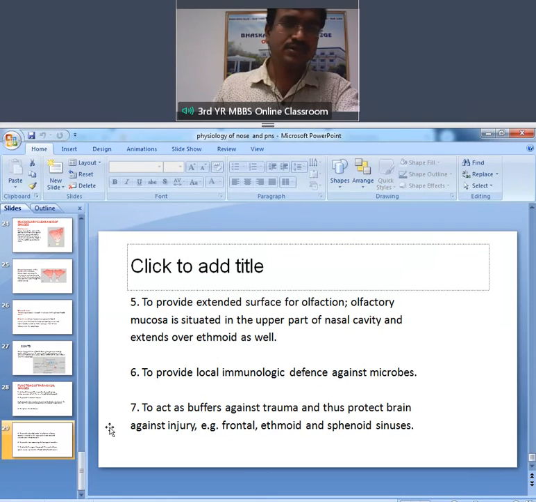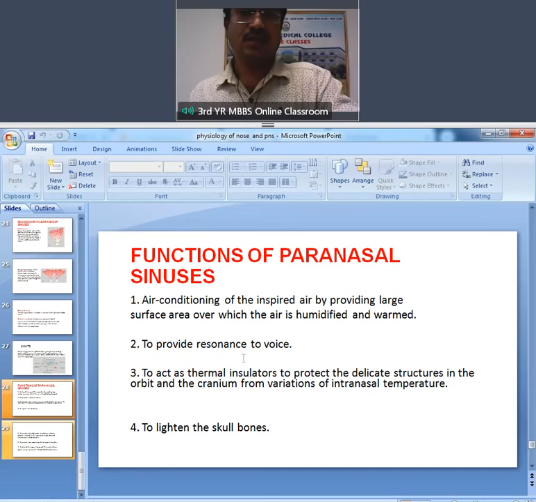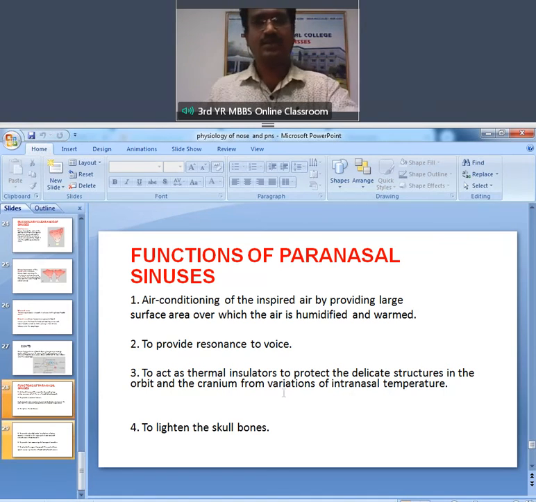It lightens the skull bones and provides an extended surface for olfaction, provides local immunological defense against microbes, and acts as a buffer against trauma. So 4 or 5 functions are similar to the nose: immunological defense, olfaction, resonance to the voice, and air conditioning of the inspired air. All these are functions of the nose as well.